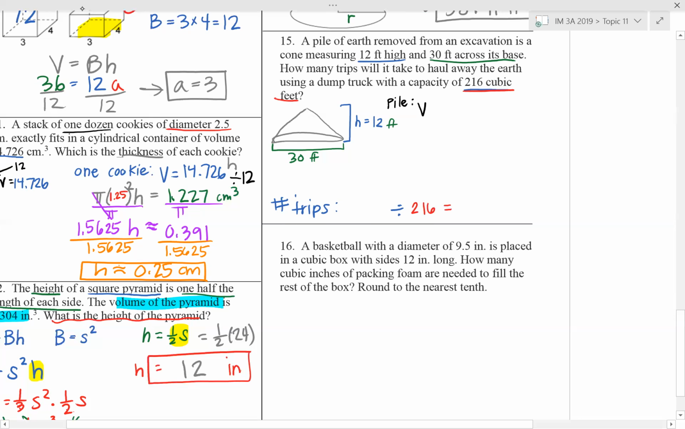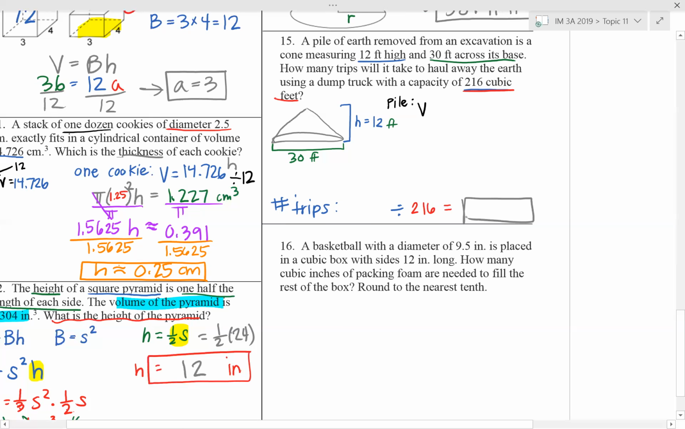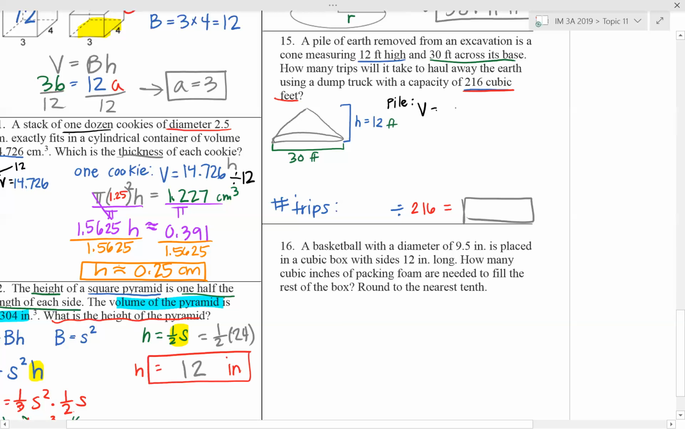So our answer is going to be related to that 216. What we have to do first, though, is calculate the volume of the pile. Since it's a cone, we're still using that cone formula: 1/3 times pi times the radius squared times the height.